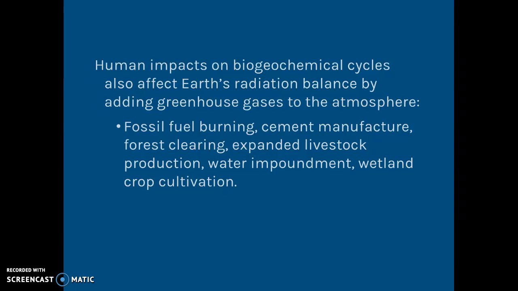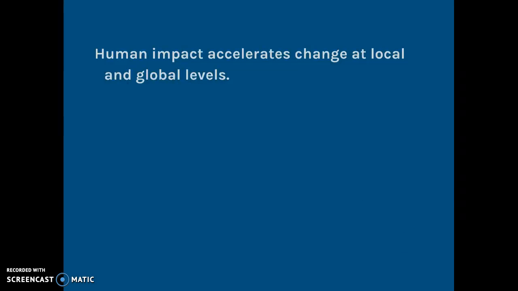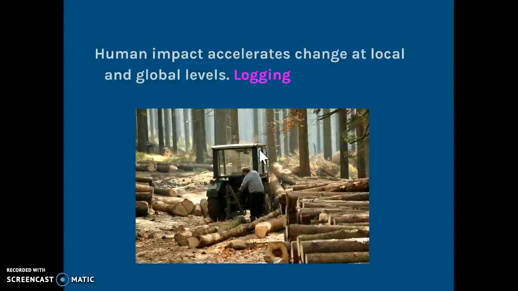Okay, human effects on biogeochemical cycles also are going to affect Earth's radiation balance by adding greenhouse gases to the atmosphere, which we've talked about. And so activities include fossil fuel burning, cement manufacture, forest clearing, expanded livestock production, water impoundment, wetland and crop cultivation, all of these things. So as you know, human impact accelerates change at local and global levels. So we've seen a variety of examples of that already. We're going to talk about a few more.